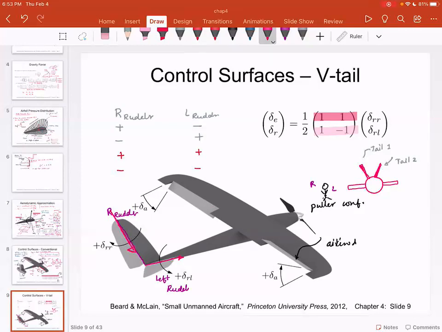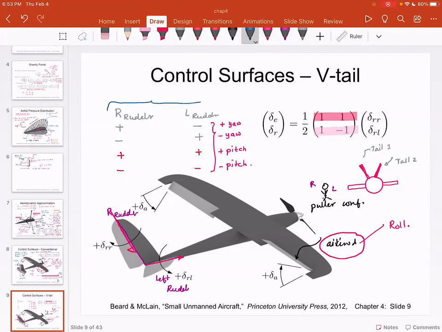Actually, yeah. So I want you to understand that with these four combinations, you can have positive yaw, you can have negative yaw, you can have positive pitch and negative pitch. And ailerons take care of roll. So in the V configuration, this is actually called mixing. And this mixing can be done multiple ways.